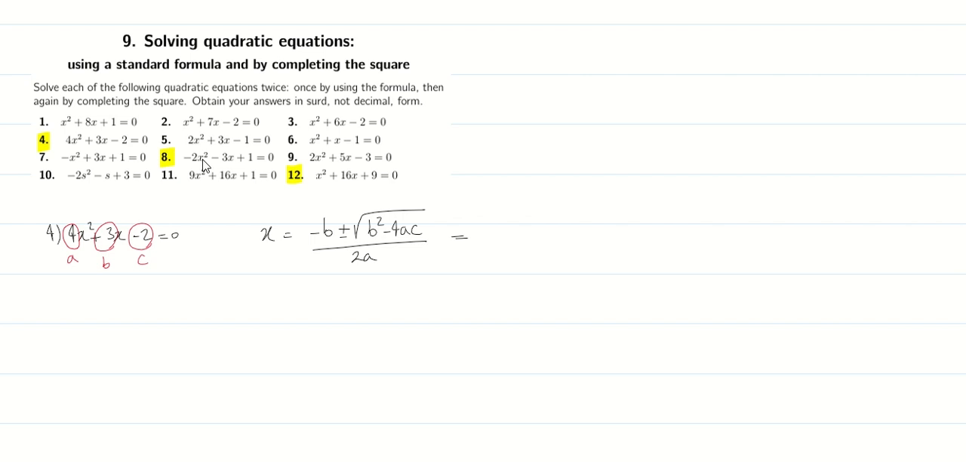So if I just substitute the values in here, it would be equal to 2 times 4 at the bottom, negative b, which is negative 3, plus minus the square root of b squared, which is 9, minus 4 times negative 2 in here. So at the bottom we have 8. At the top we have negative 3 plus minus square root of 41.